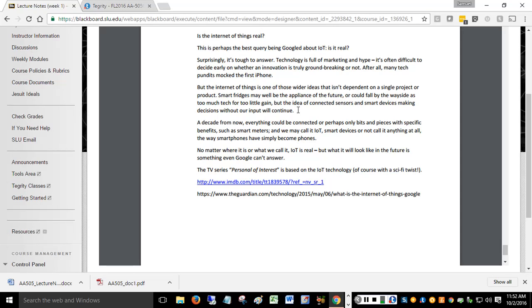The Internet of Things is one of those wider ideas that isn't dependent on a single project or product. Smart fridges may be the appliance of the future, but could fall by the wayside as too much tech for too little gain. But the idea of connecting sensors and smart devices to make decisions without your input will continue. A decade from now, everything could be connected, or perhaps only in bits and pieces with specific benefits, such as smart meters. So it's really kind of hard to tell. No matter where it is and what you call it, it's real. What it will look like in the future is something that Google can't even answer.